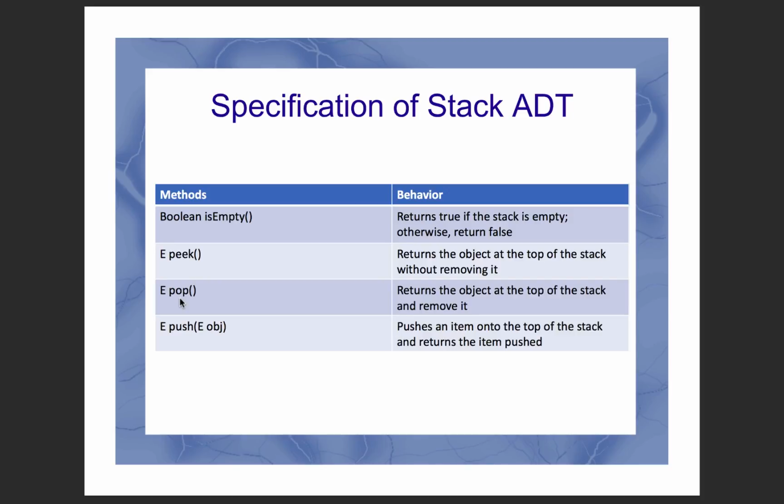So you are giving some data through the push method, and that push method will be inserted on the top of the stack. And finally it returns the item pushed. So it will return the same item that you pushed currently. That's why the push method return type is E type, based on your data. And the E object you are seeing in the argument, this E type is basically the type of the data that you are keeping onto the stack.